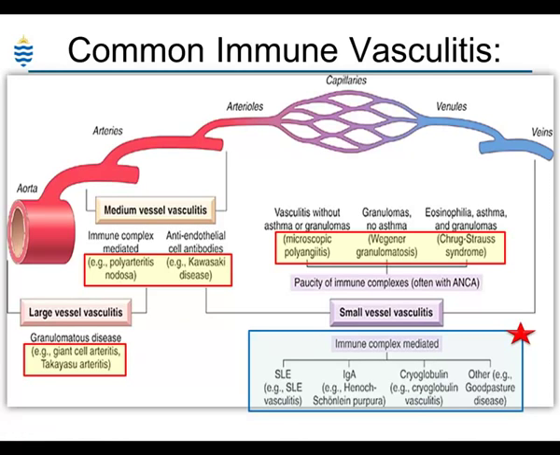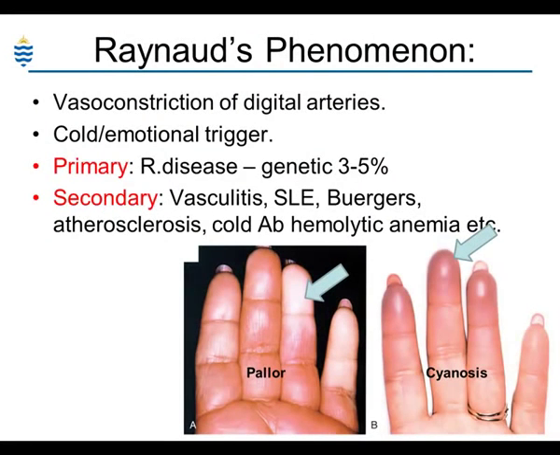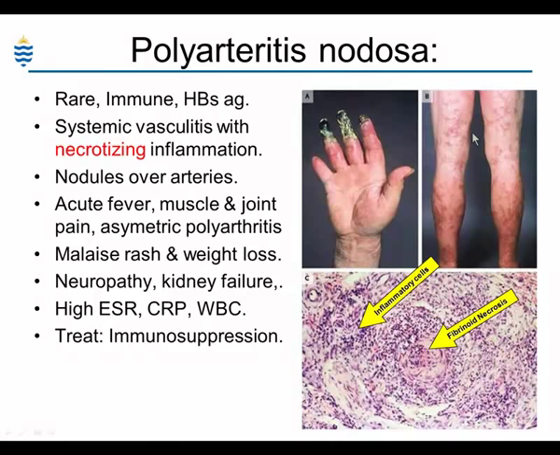Dengue is a vasculitis, viral induced. Raynaud's phenomenon, vasoconstriction of digital arteries, cold or emotion induced, primary, secondary. Secondary is in all autoimmune diseases. In genetic, primary. Polyarteritis nodosa, where you get gangrene and the arteries develop nodular inflammations, segmental necrotizing inflammation, PAN.